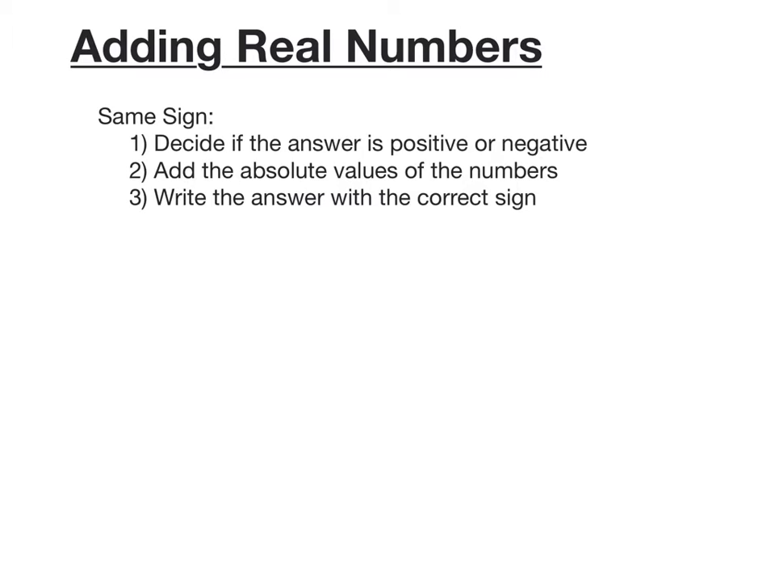If I have negative 4 plus negative 23, I'm just going to follow these steps. I know if I start with a negative and I add another negative, my answer is going to have to be negative. So I'll just write that down here. We know our answer is going to be negative.